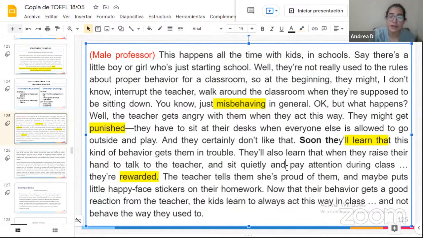Now the details, like they raise their hand, they sit quietly, they pay attention, the little happy face stickers, all those details are not that important. I'm not saying that you don't have to mention them. You're more than welcome to, but be aware that sometimes you won't have that much time. So if you see that you're good with time, then of course you can say something like, they get rewarded, for instance, they may receive stickers. You can tell me that. But the mandatory stuff is this.